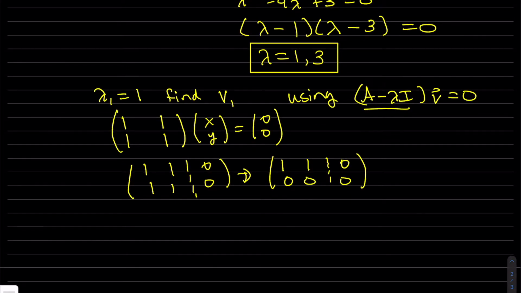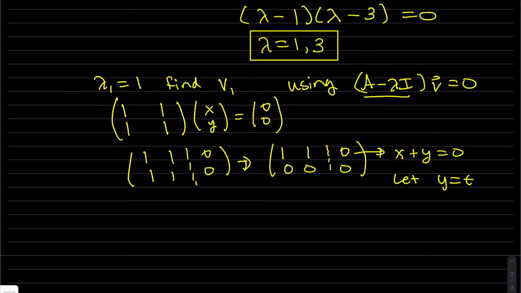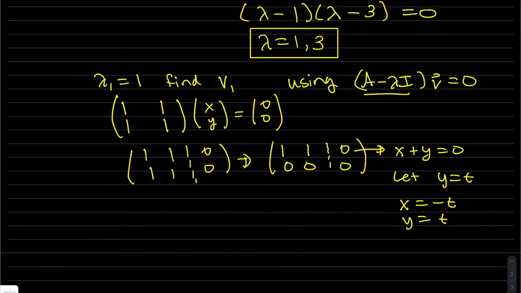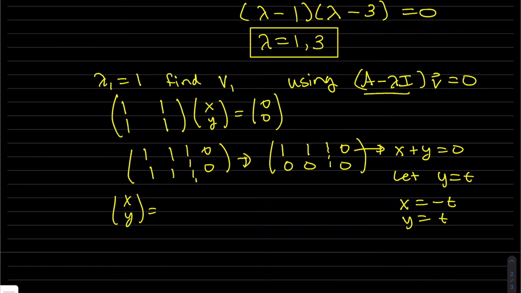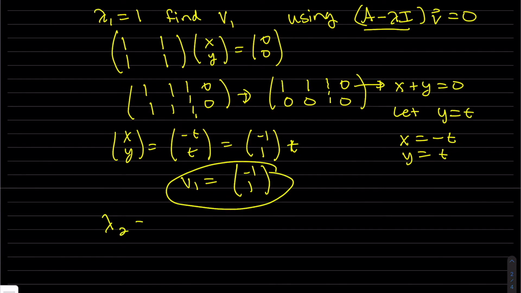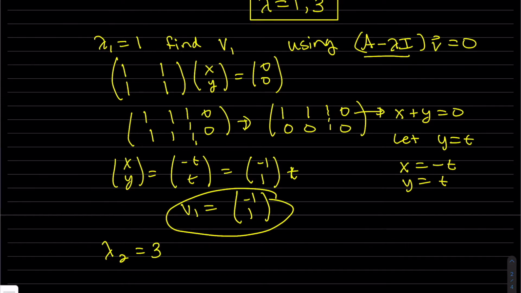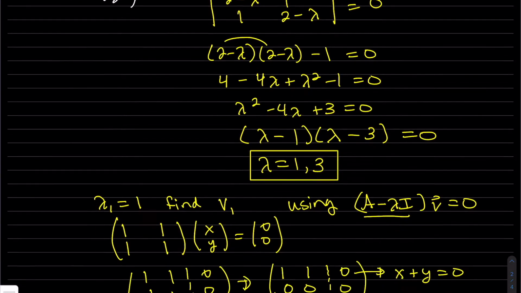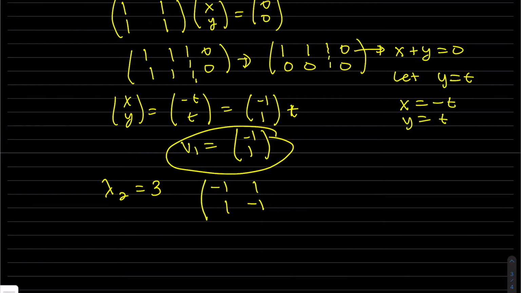So we have x plus y equal to 0 in our first equation there. Let y equal t. Then we get x equals minus t, y equals t. So x, y is minus t, t, which is minus 1, 1 times t. So my v1 is minus 1, 1. Lambda 2 equals 3, my second one. So that's going to be 2 minus lambda, 2 minus 3, and we'll augment that with 0.